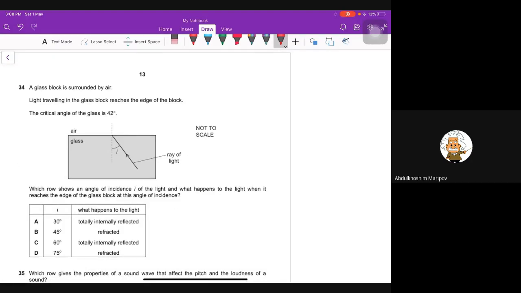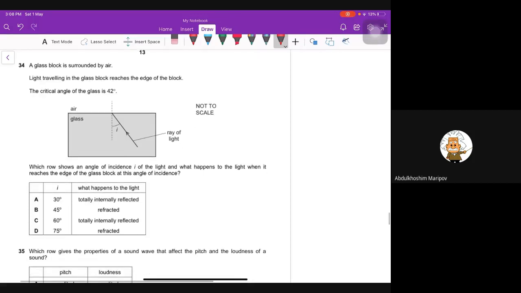Question 34. The glass block is surrounded by air. The light traveling in the glass block reaches the edge of the block. The critical angle of the glass is 42. Which row shows the angle of incidence of the light and what happens to the light when it reaches the edge of the glass block at this angle of incidence? So we have air and glass. The critical angle is a key point. This is going to be your incident. What happens at the critical angle?